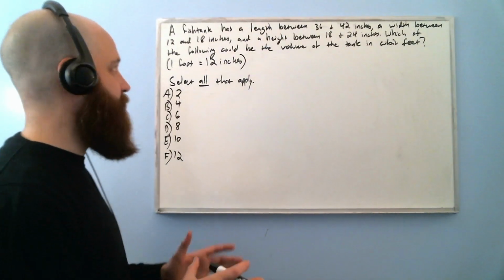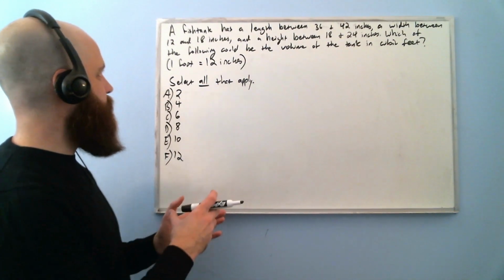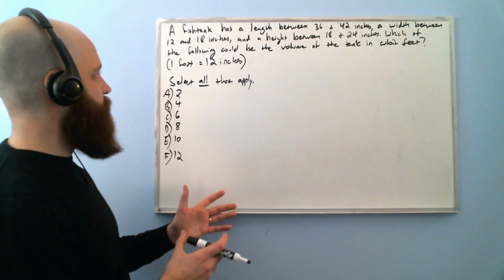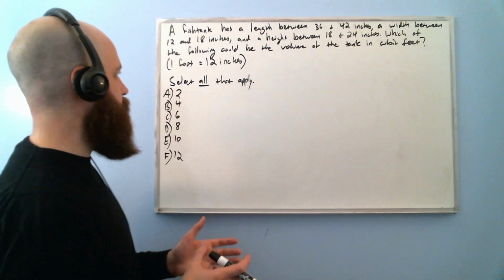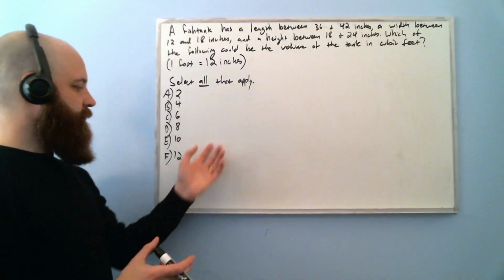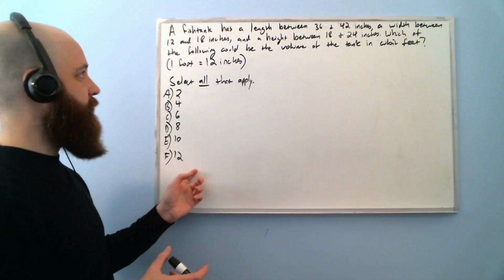All right, let's take a look at this one. A fish tank has a length between 36 and 42 inches, a width between 12 and 18 inches, and a height between 18 and 24 inches. Which of the following could be the volume of the tank in cubic feet? We're told 1 foot equals 12 inches, and it says select all that apply. So there could be more than one that I need to choose to get this one right.